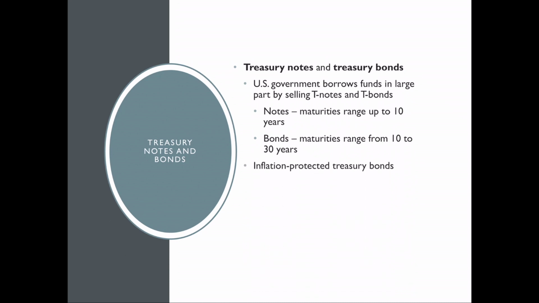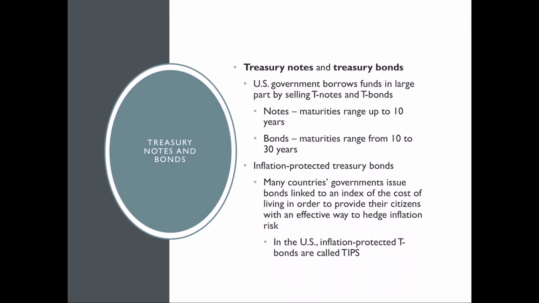There are also inflation-protected Treasury bonds. In many countries, governments issue bonds that are linked to an index of the cost of living in order to provide their citizens with an effective way to hedge inflation risk. In the United States, we call these bonds TIPS, Treasury inflation-protected securities.